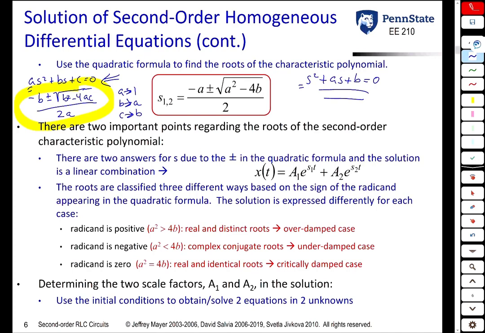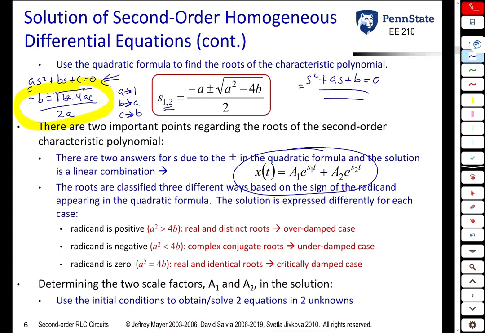Anyway, a couple important points. We saw that a viable solution is going to be a e to the st. Since there are two values for s, there's going to be a linear combination of two exponentials that can satisfy this differential equation. So we're going to say that a solution to this differential equation is going to be x of t is a1 e to the s1t plus a2 e to the s2t, where once again s1 and s2 are the two roots.